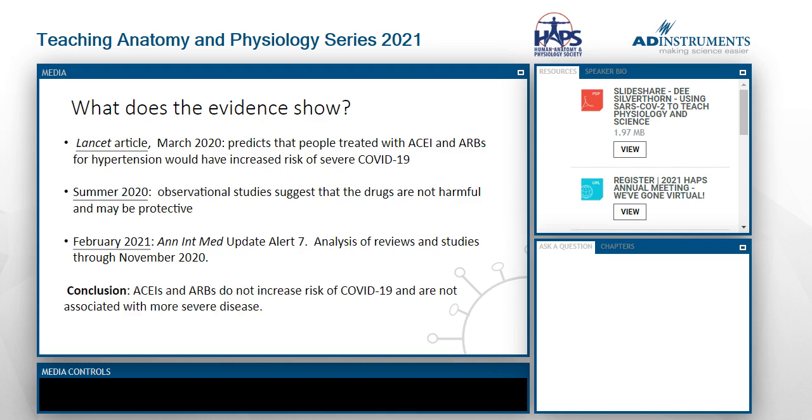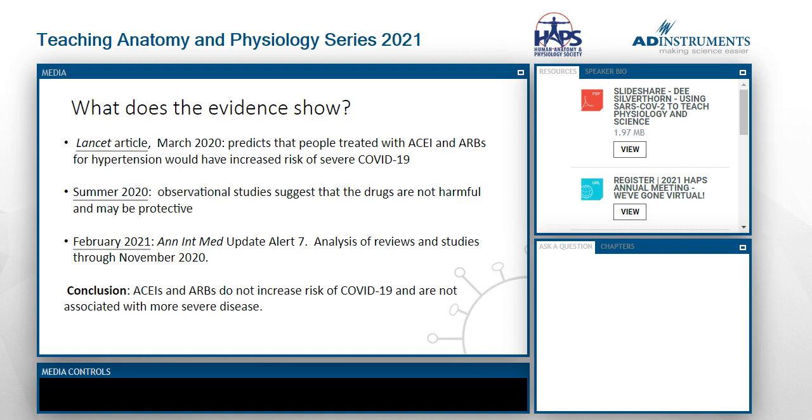And their conclusion was that ACE inhibitors and ARBs do not increase the risk of COVID-19 and also are not associated with more severe disease. So here's a case where you can have the students make predictions and then you can show them what's happened. So obviously this is more complex than simply the upregulation of ACE2.